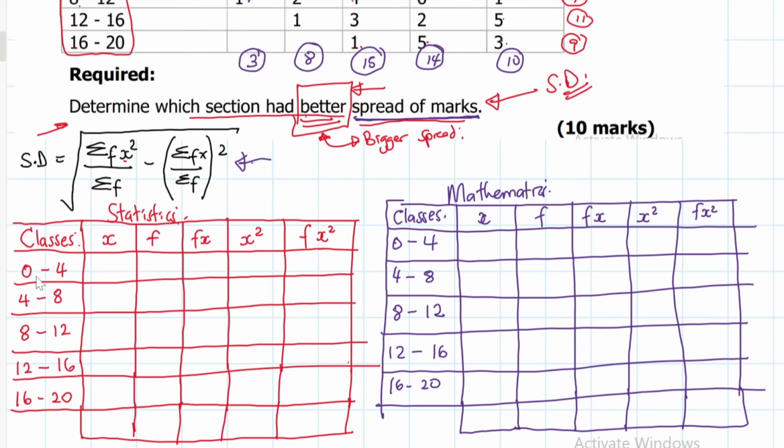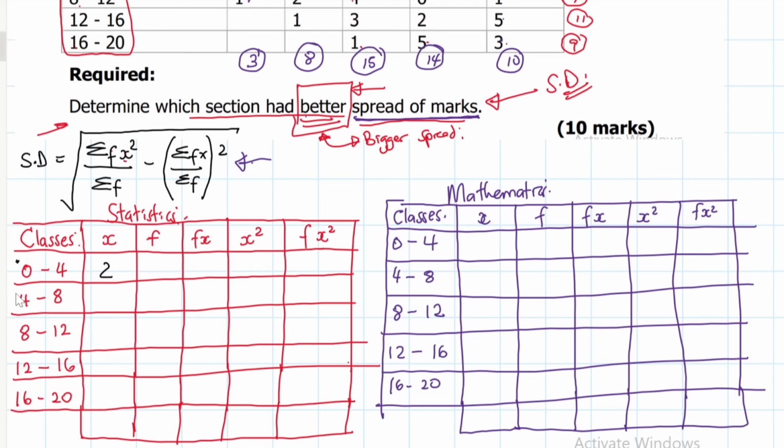So let's get started. There are many ways of getting it. We can say the upper class boundary minus the lower class boundary divided by 2, and we add the answer to the lower class boundary. So it is 4 minus 0, which is 4, divided by 2, it's 2. So we add the 2 to the lower class boundary, which gives us our value of x here as 2. Same here, 8 minus 4 is 4. What is 4 divided by 2? It is 2.